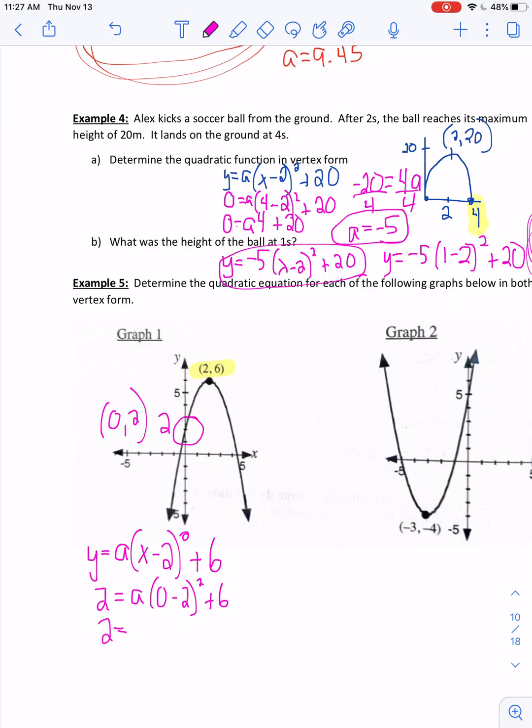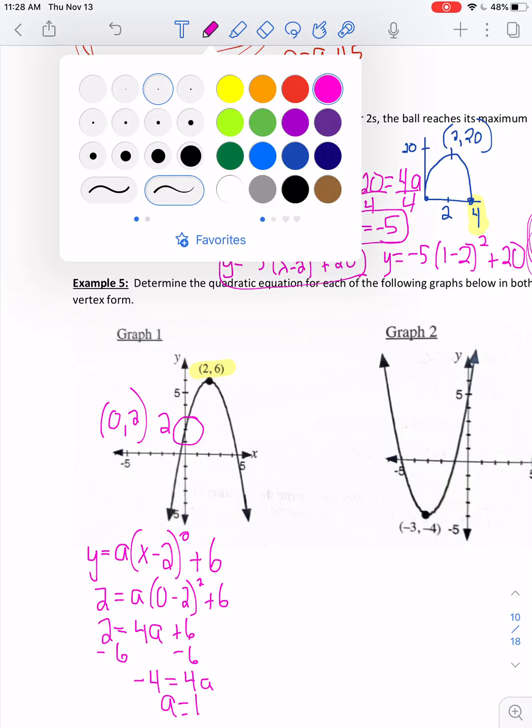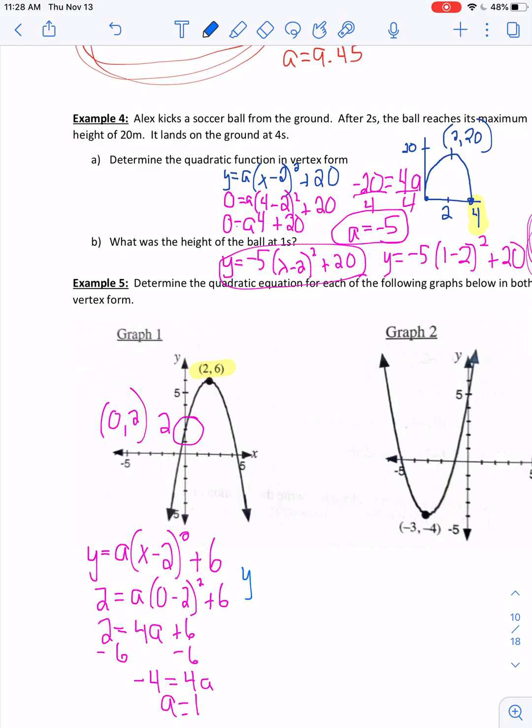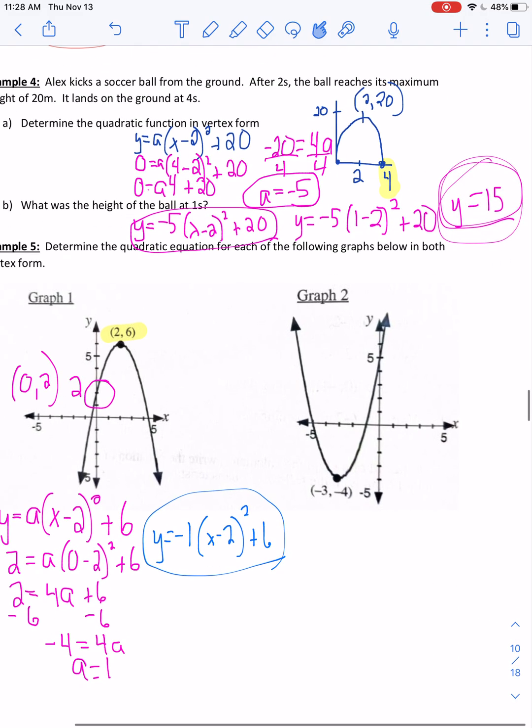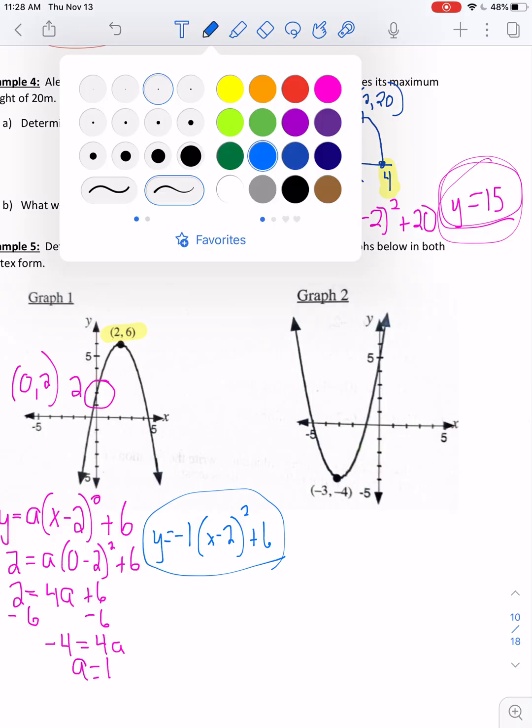So I'm going to replace y with 2, replace x with 0. 0 minus 2 is -2 squared gives me 4a. Subtract that 6 over. 2 minus 6 is -4 equals 4a, so that means a would have to equal -1. So my equation, let's go ahead and write it in blue, would be y equals -1 x minus 2 squared plus 6. And then you could graph this on your calculator and just make sure the pictures match if you want to know if you did it correctly.